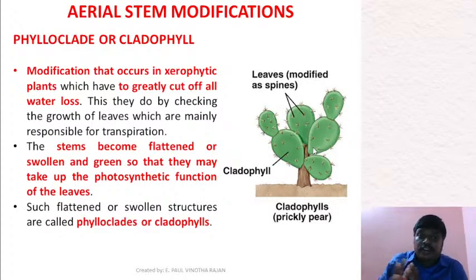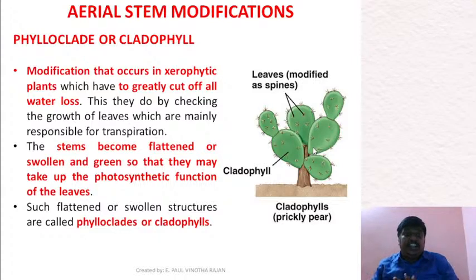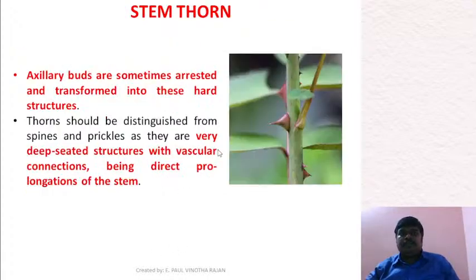It will become swollen. It contains a lot of water in it. It will be fleshy and green. It does the process called photosynthesis. These structures are called phylloclades or cladophylls. This is that. Next is stem thorns.